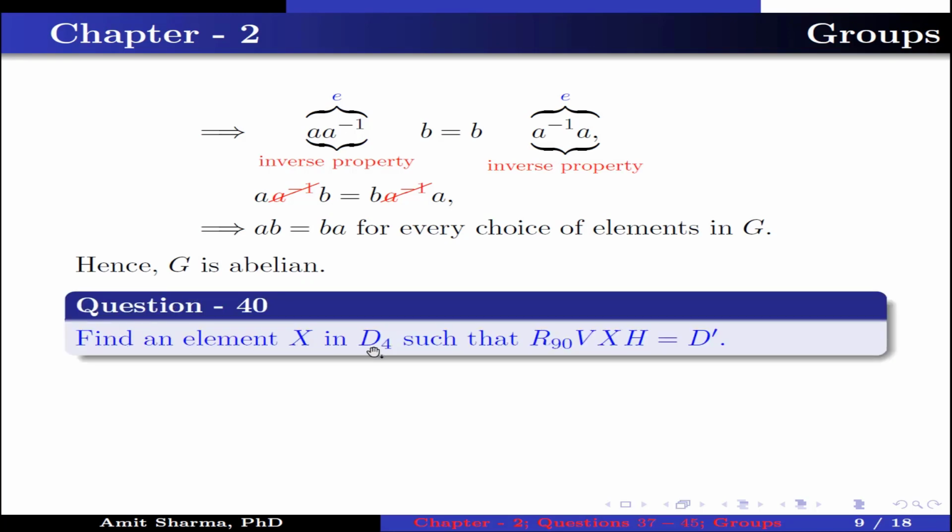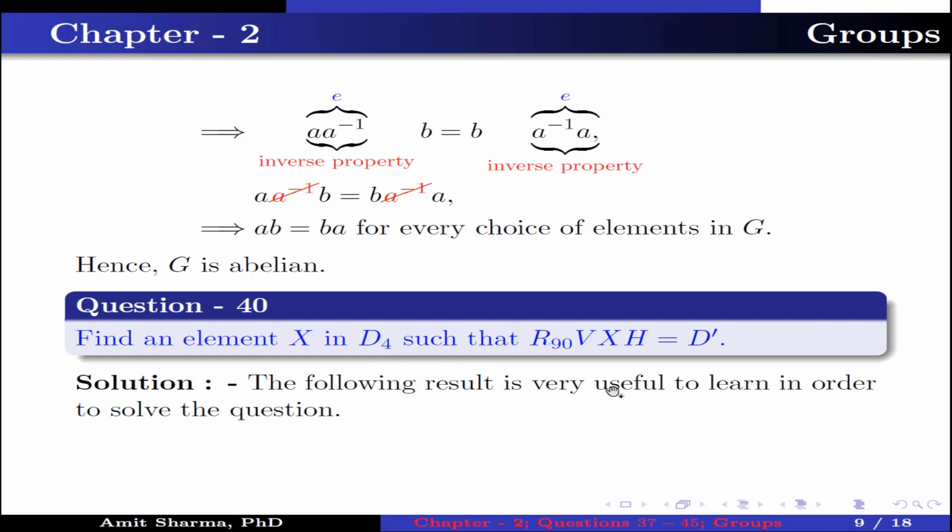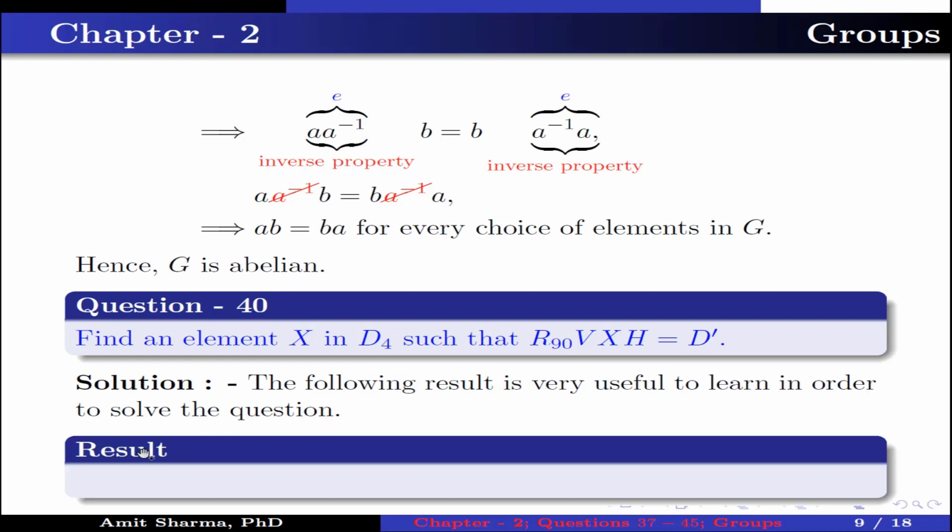Question number 40. Find an element X in D4 such that R90 VXH is equal to D dash. The following result is very useful to learn in order to solve the question. Result: in group Dn, each reflection element is self-invertible.